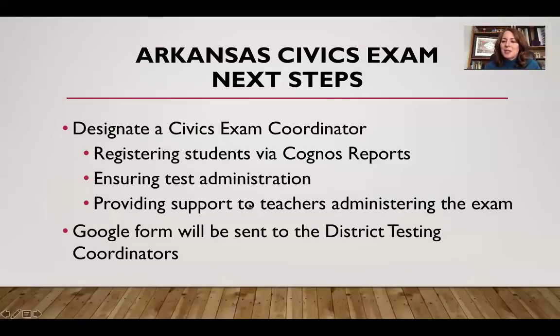So what are the next steps for districts moving forward? One, you have to designate a civics exam coordinator. Okay, you're going to have this person for each building that has 9 through 12. So if there are students taking the exam in a specific building, they need to have a coordinator. This person is going to be responsible for registering the students via the Cognos reports and ensuring test administration, and also providing any support to teachers administering the exam. We will be sending out a Google form to district testing coordinators for them to be able to put in who the coordinator is for this exam.